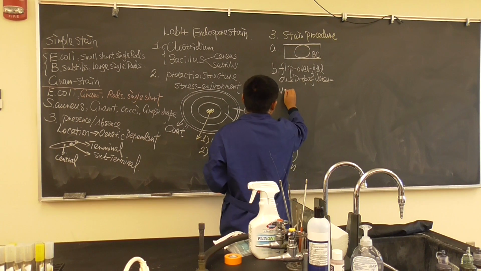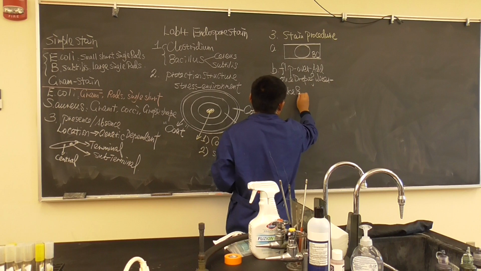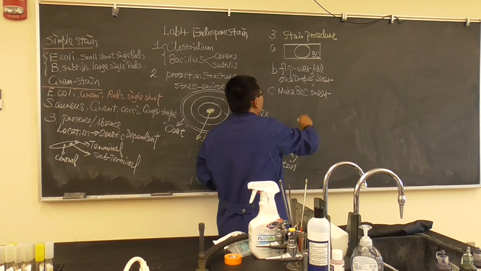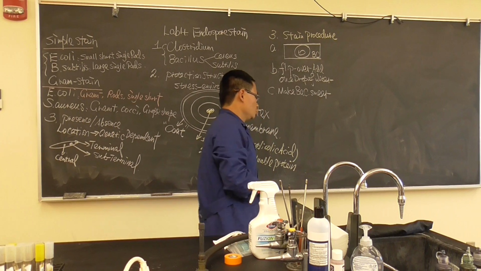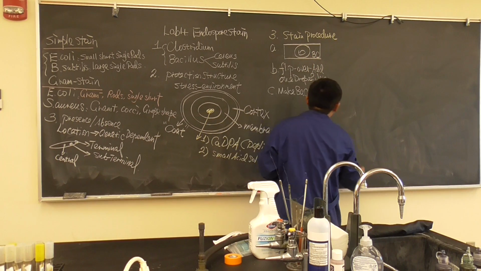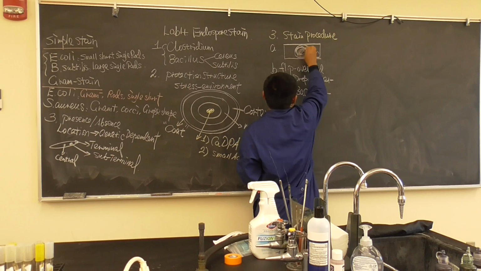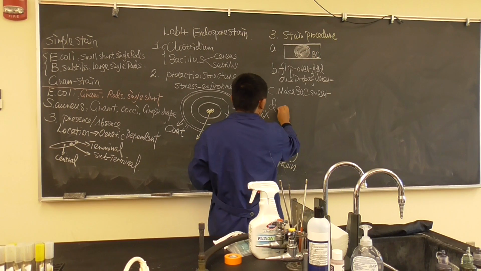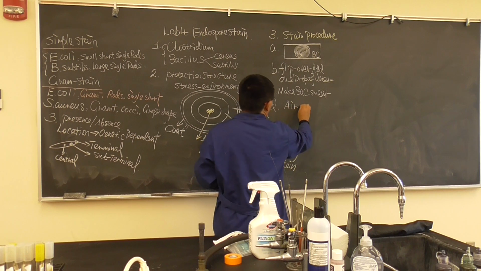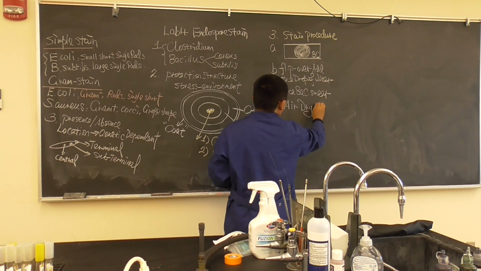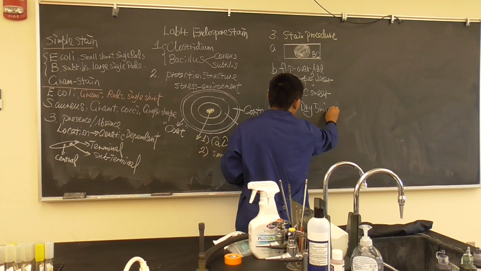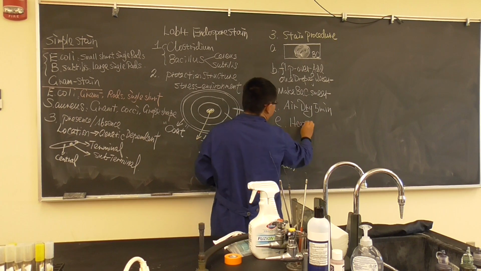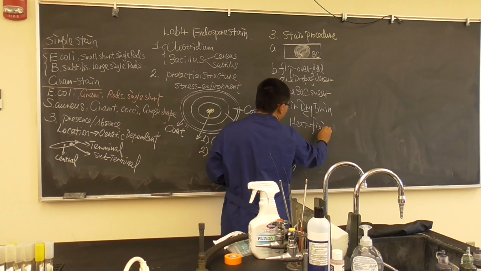And then make a bacterial smear. So you add one drop of the water, you use a loop to pick the bacteria, and then you mix it very well. Okay. Then what do you do? Air dry, same thing, 5 minutes, followed by heat fixing. These are the same.